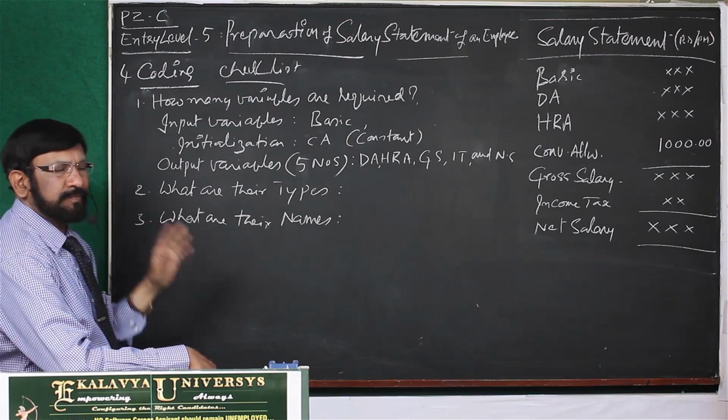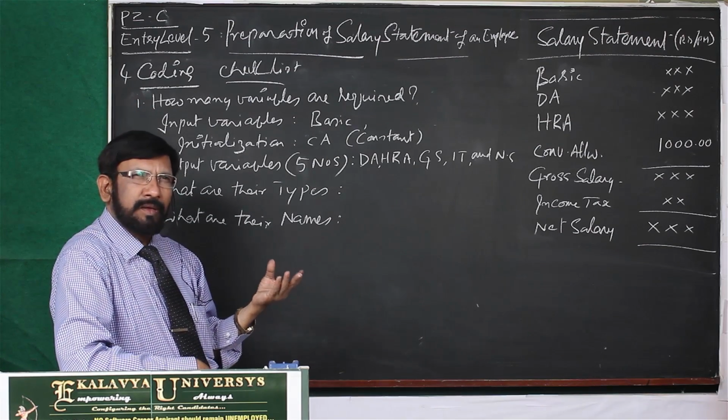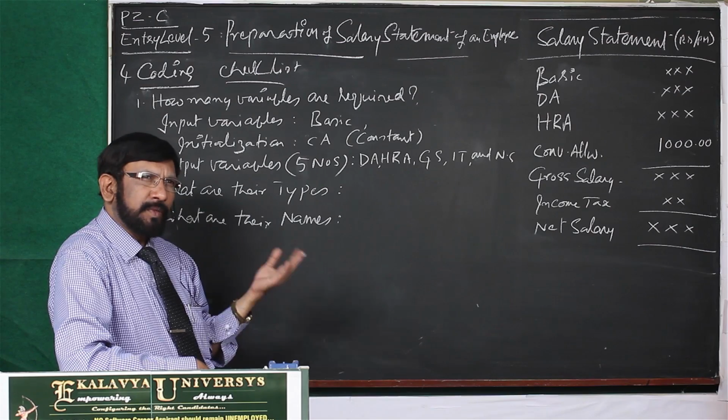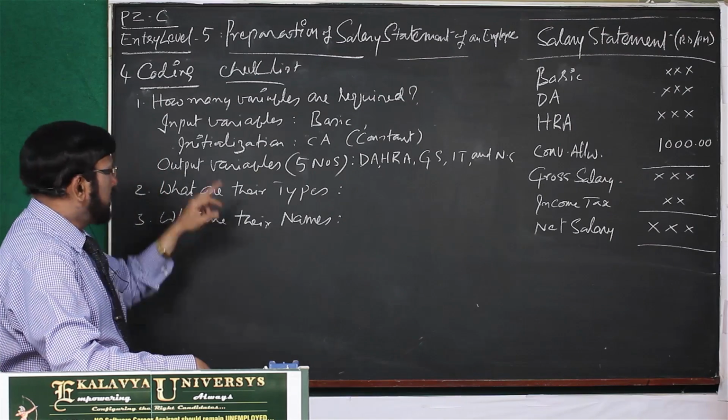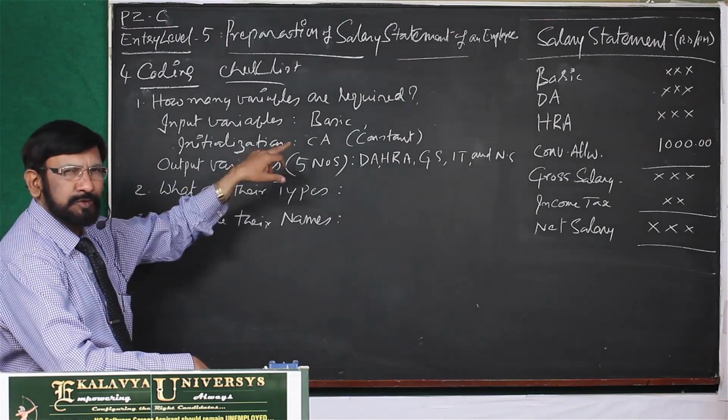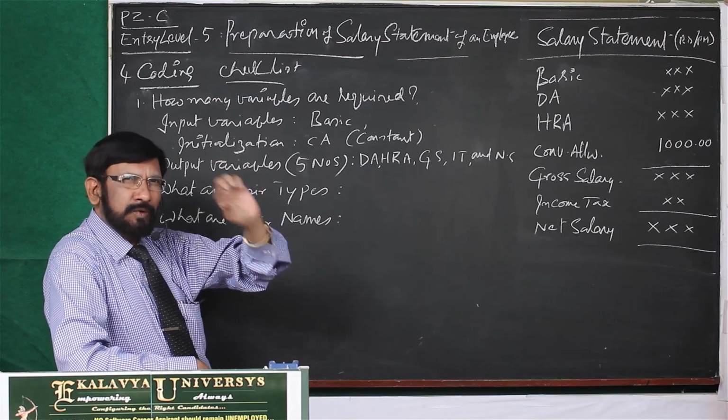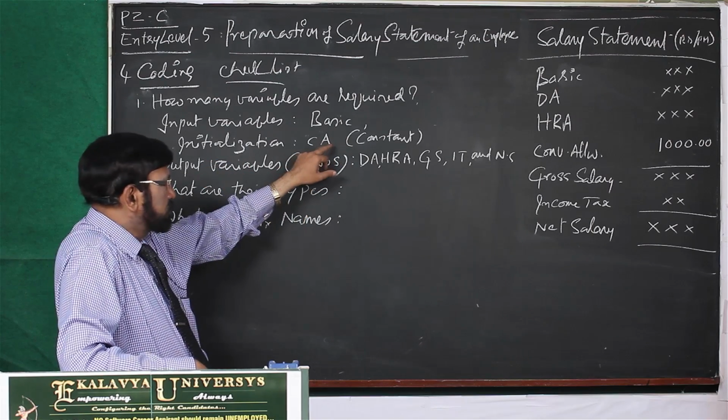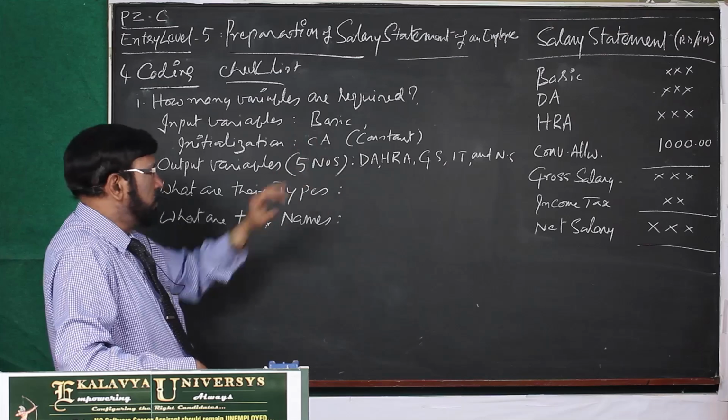Now, this is the first one. How many variables are required? How many are input variables? How many are output variables? And one more special point I am introducing. Some constants are to be initialized. So, that also you keep in mind. This is a new point.